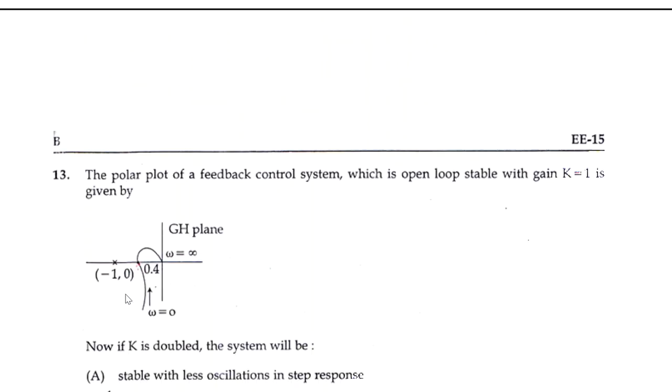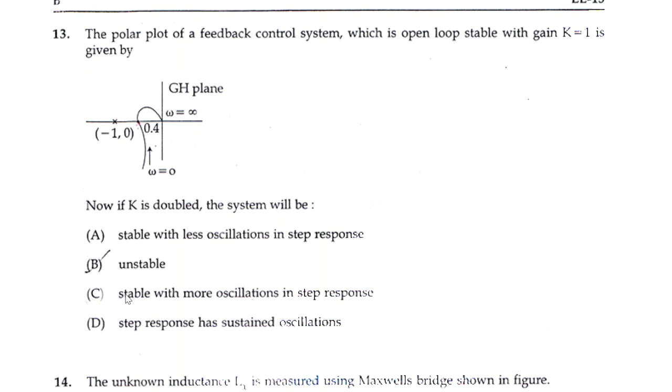Next one, from control systems. The polar plot of a feedback control system which is open loop stable with a gain k equal to 1 is given. So here in the question, they have given a polar plot where the boundary point is minus 1 comma 0, and here we have 0.4. So what is 0.4? Let kc by k be equal to 0.4. Now the kc value is 0.4 into k, where k is 1, so that is 0.4 only.